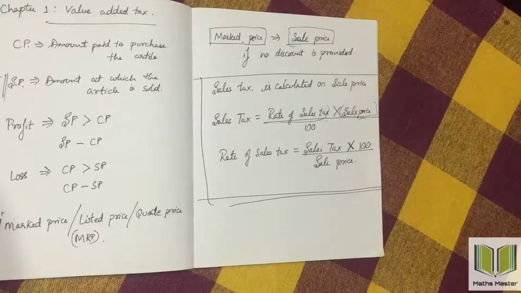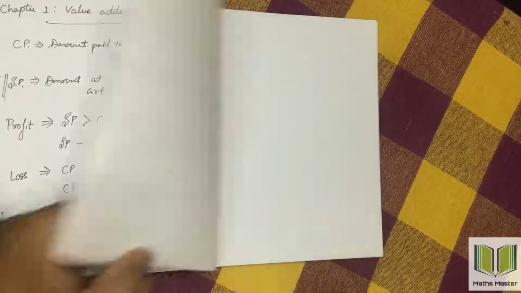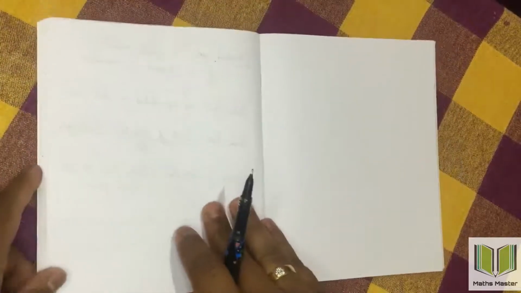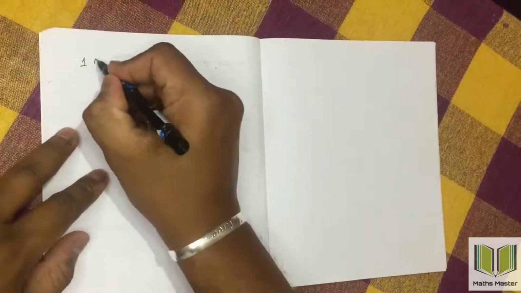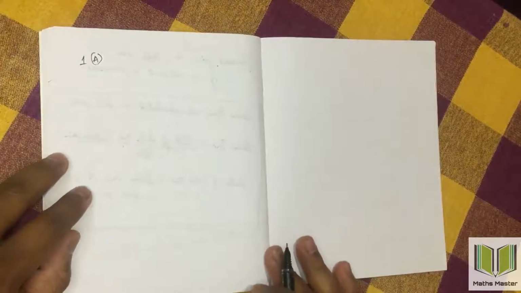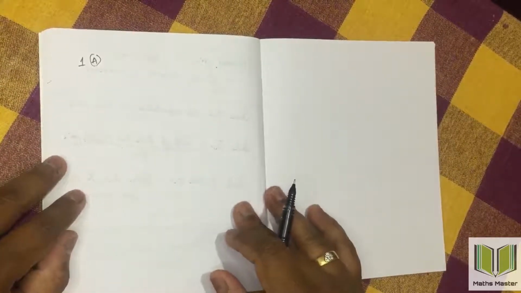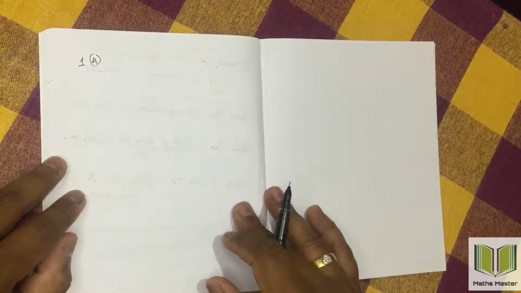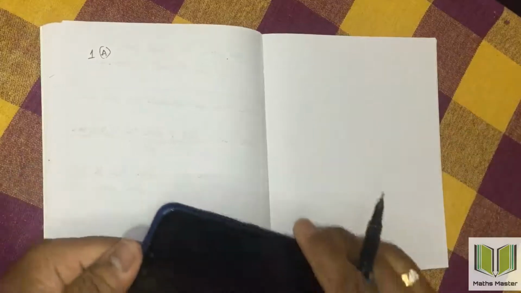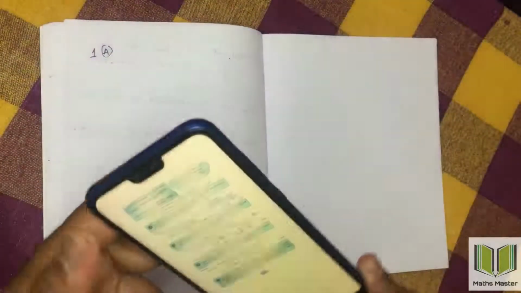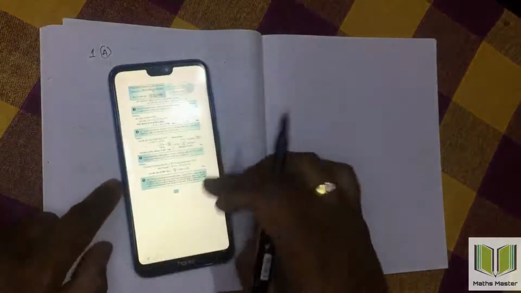Okay, now in this particular exercise 1A, the first exercise of this chapter, we are not going to do all the problems. There are like 13 problems. I'm going to do only 5 or 6 problems in this particular one by looking at the questions. Just a minute. Let me load the question.